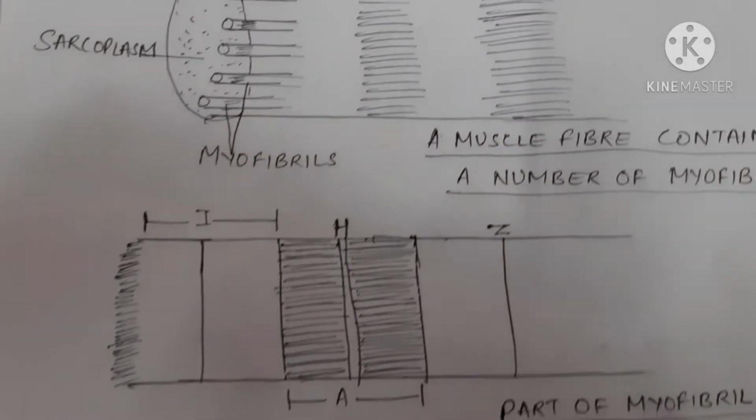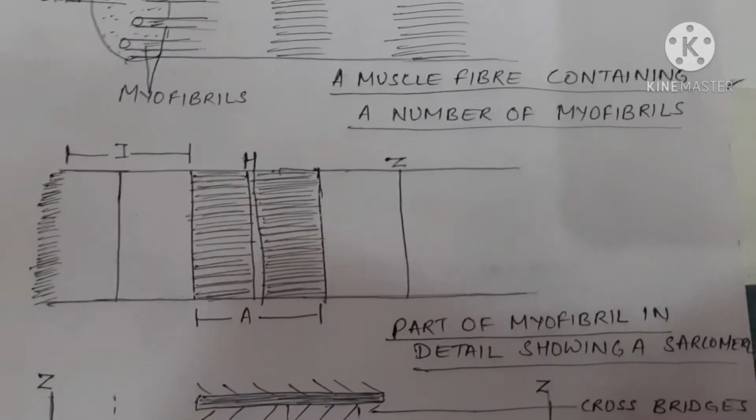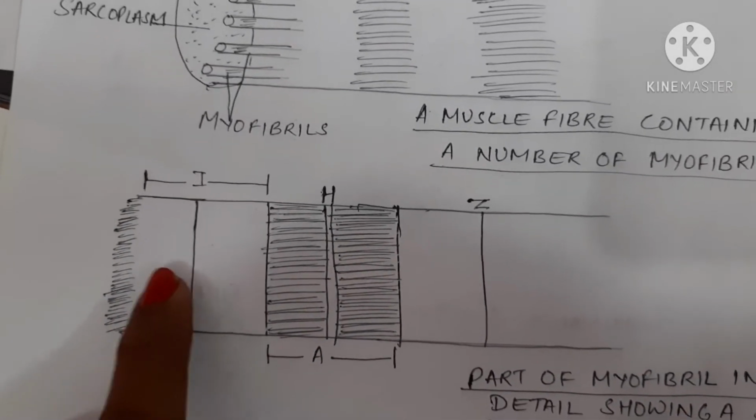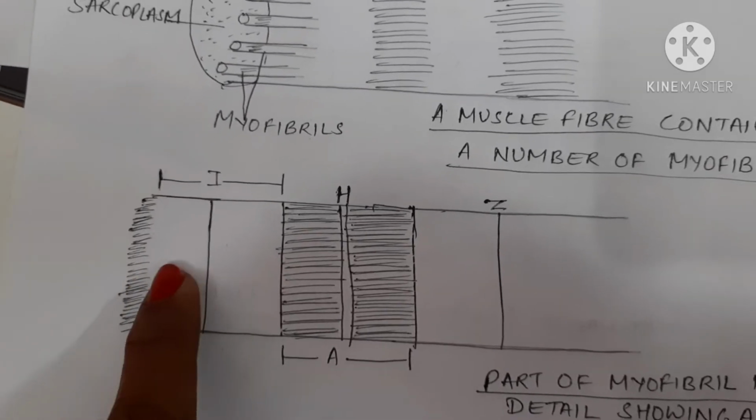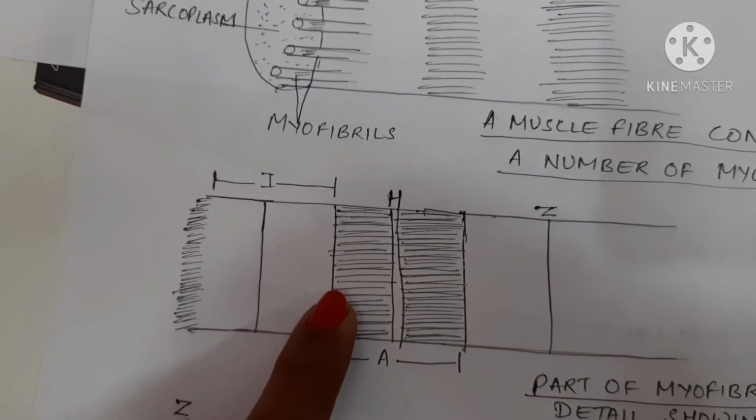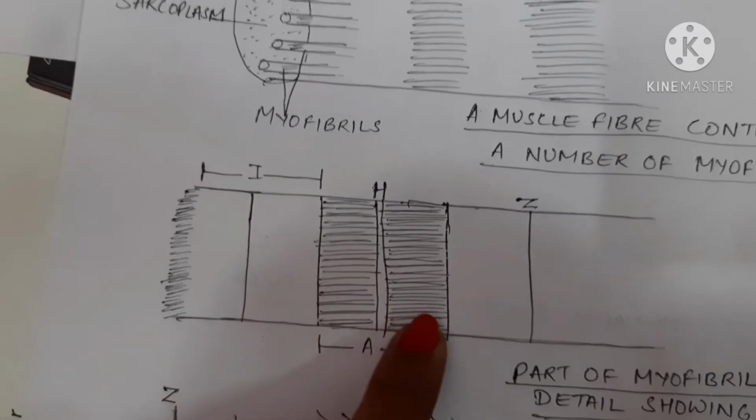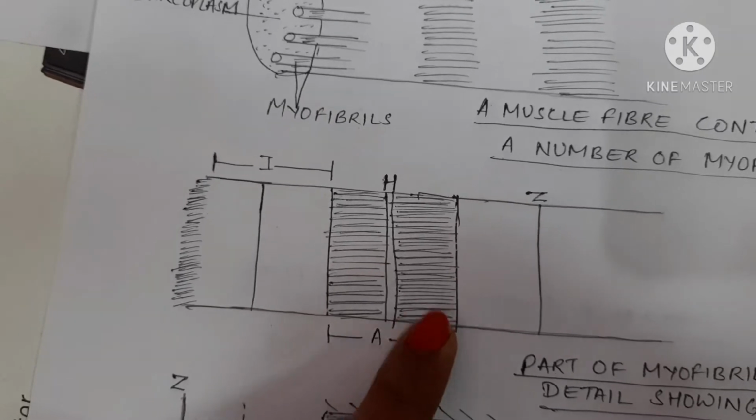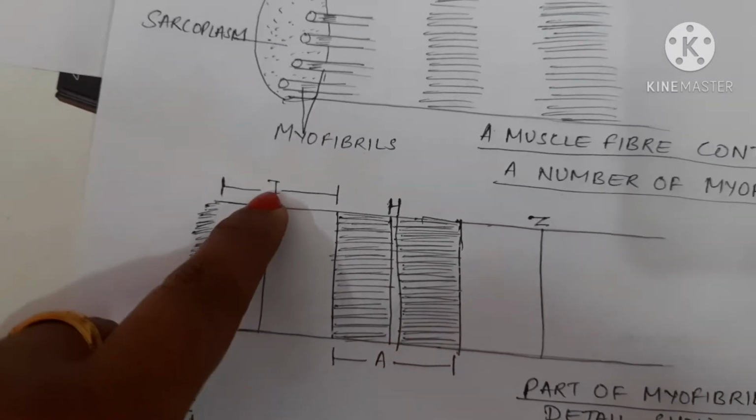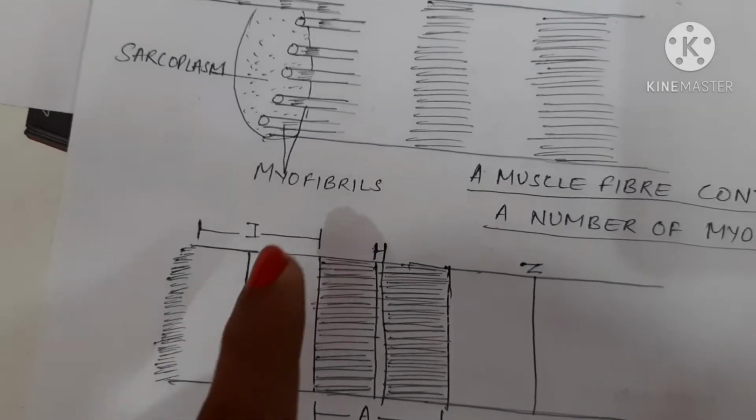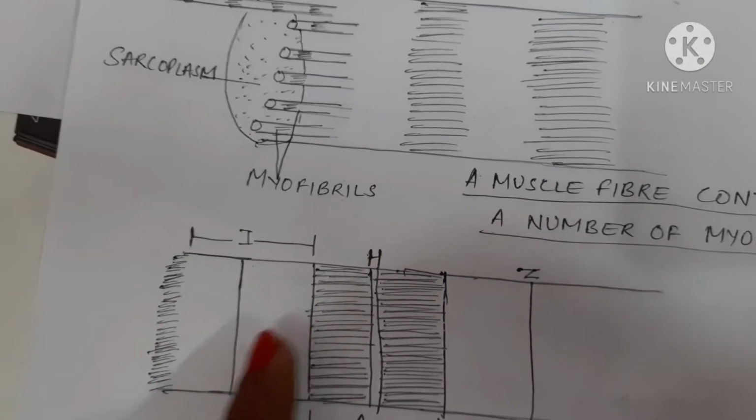Next is the detail of a part of a myofibril. Here you can see this complete zone, the white, lighter section. It is the I band. Next to this is the darker area, which is the A band. In the I band there is a dark line. This dark line is of the actin filament.